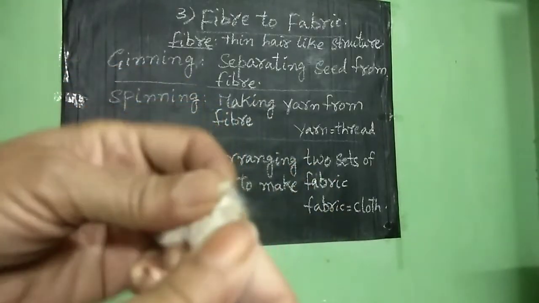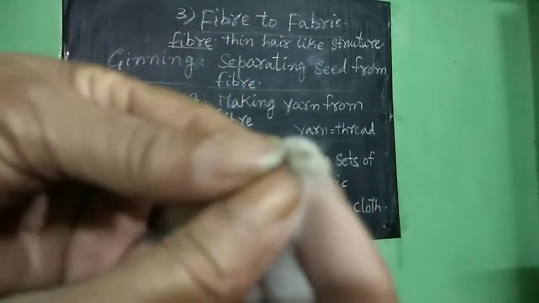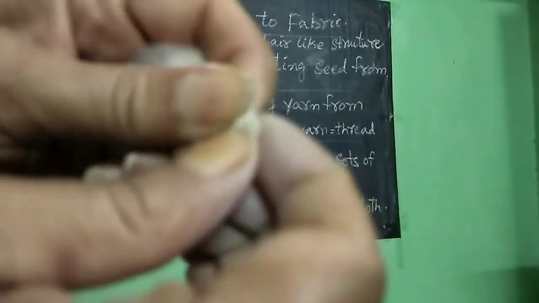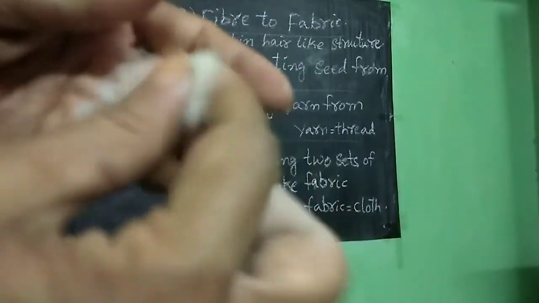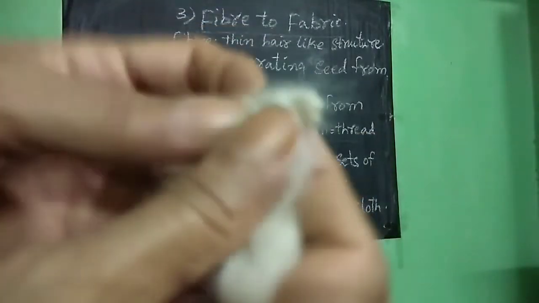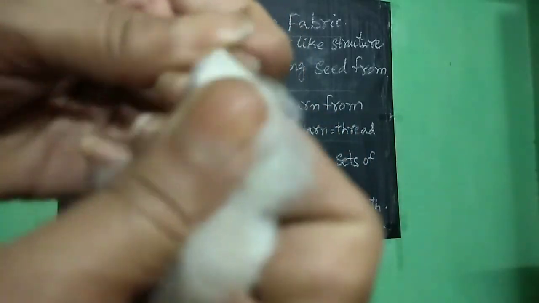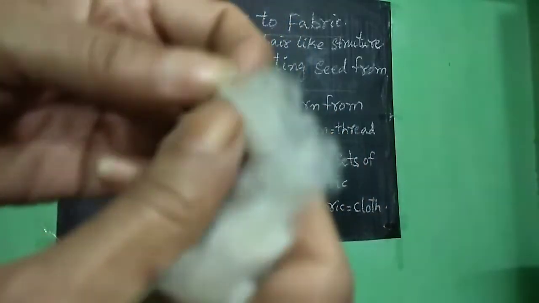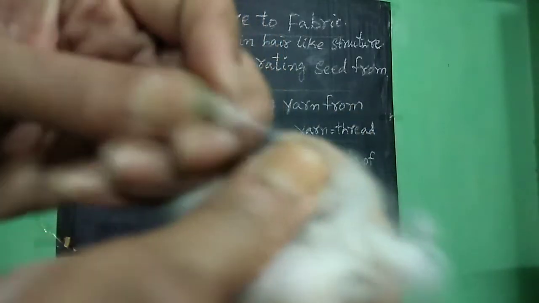See, removing fiber and seed, separating seed from cotton. See, the seed is removed. Like this, removing seeds from cotton fibers, separation of cotton fibers from the seed. This process is called ginning.